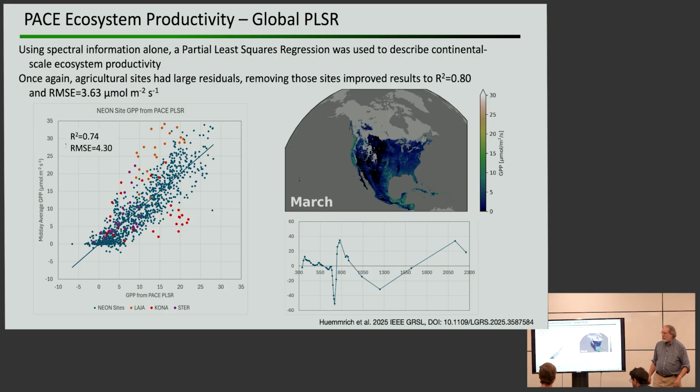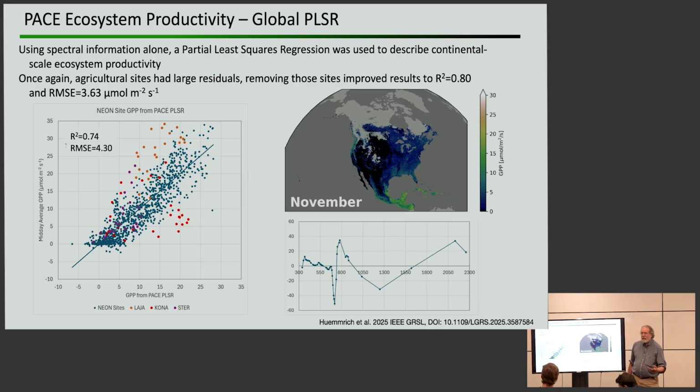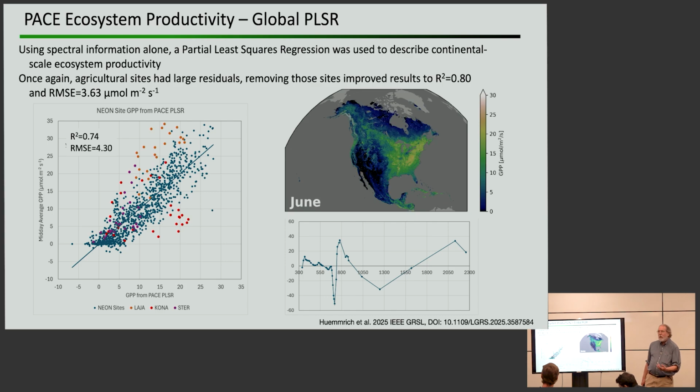And the thing I like about partial least squares regression is that you get a coefficient for every spectral band, and that's what this plot is. It's showing, and we can look at that because we know something about how spectral reflectance is, the significance of them. We can say something about what's driving productivity across North America.